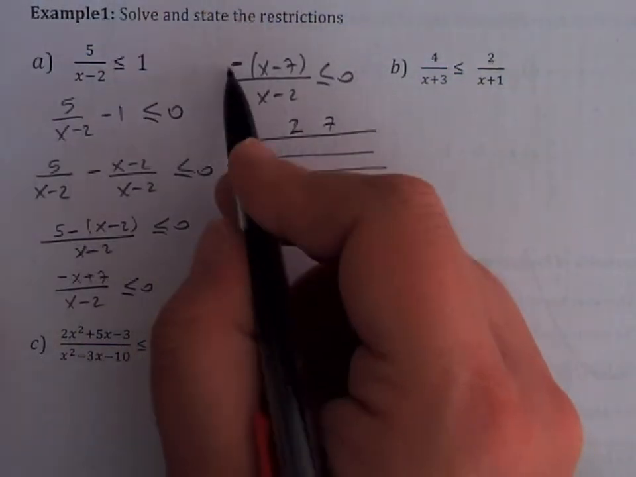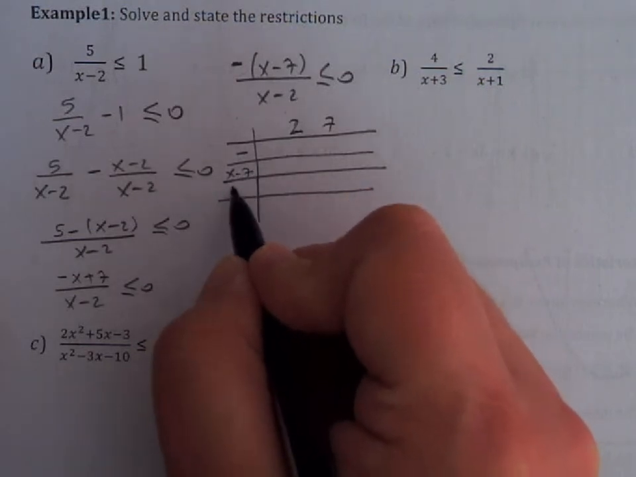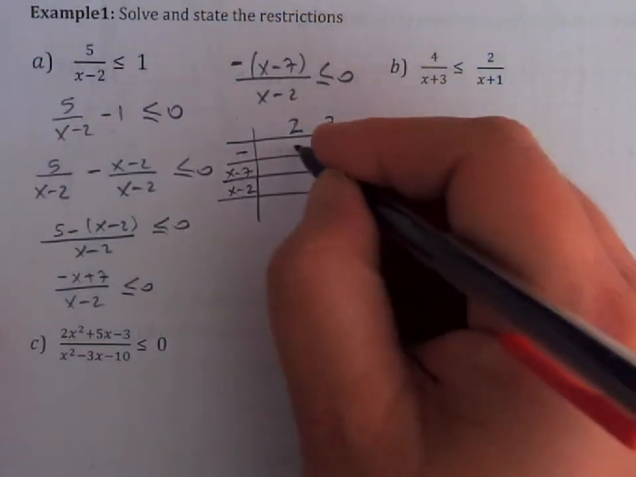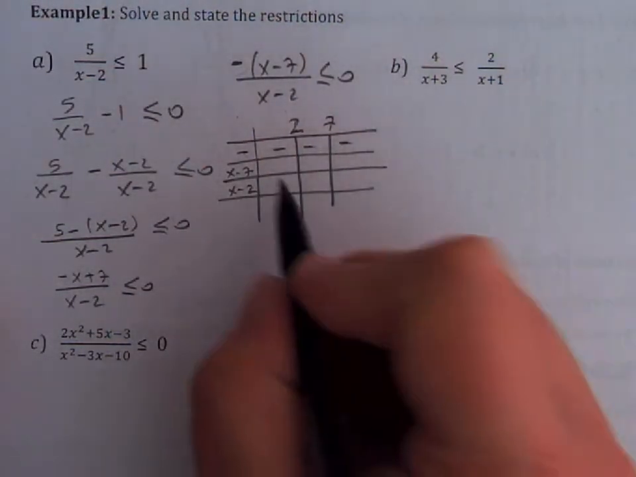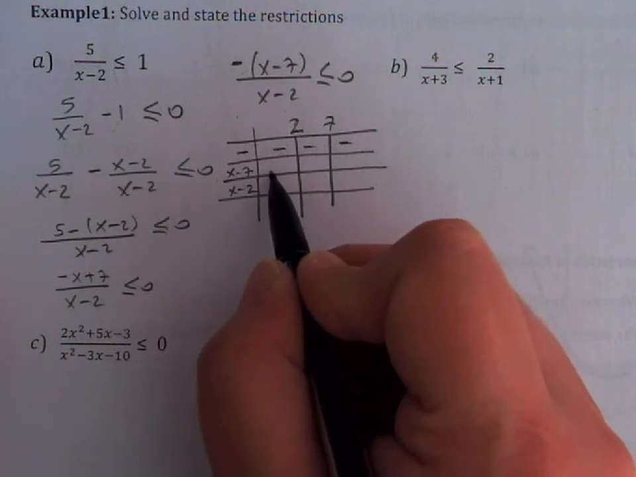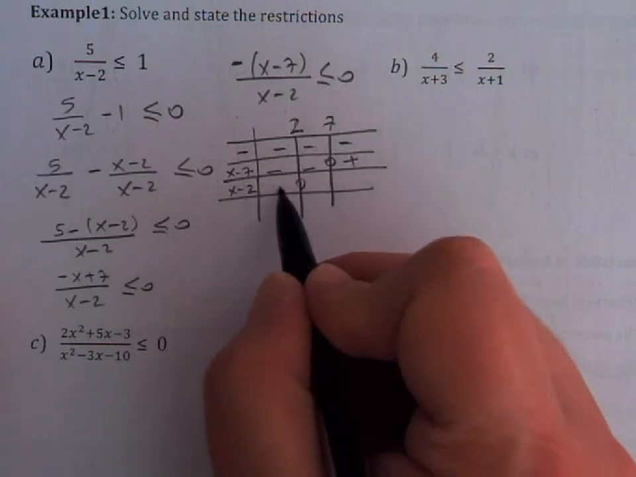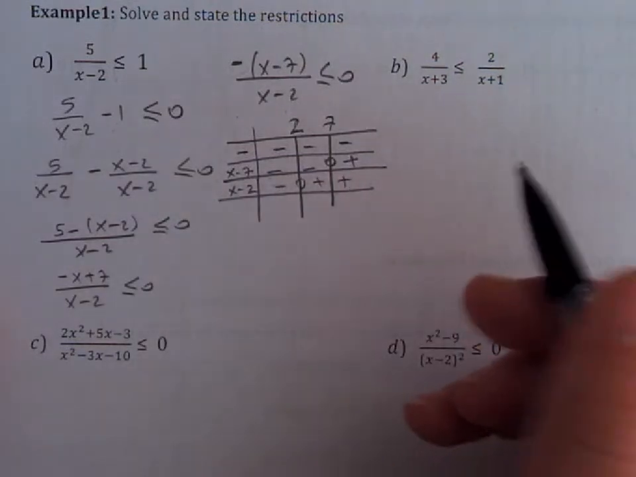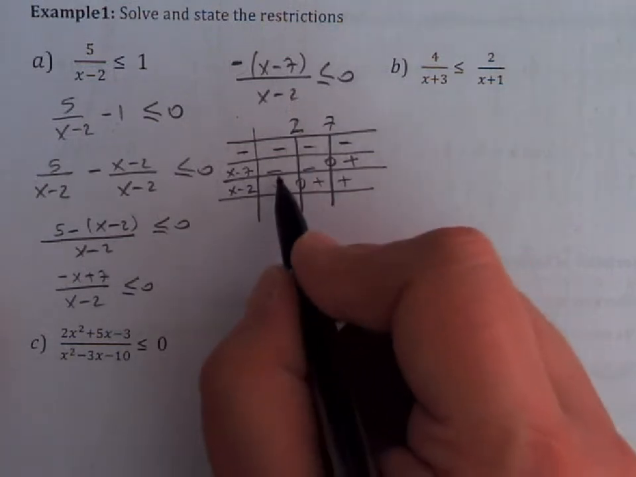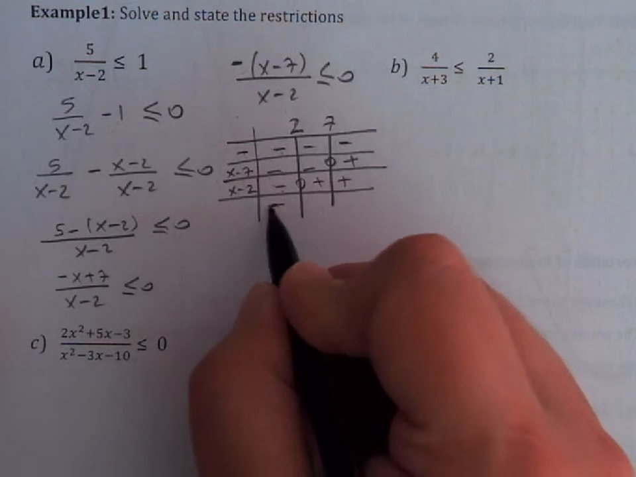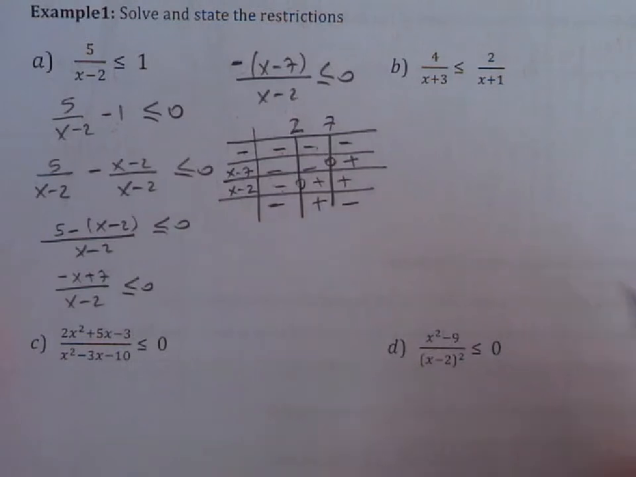The factors. So negative sign, x minus 7 and x minus 2. Okay, so negative sign is negative at all times. So x minus 7 is negative before 7, positive after. So x minus 2 is 0 at 2, negative before and positive after. Okay. So now, how do you get? So you multiply all those signs to get the final solution, right? So negative times negative times negative gives you negative.